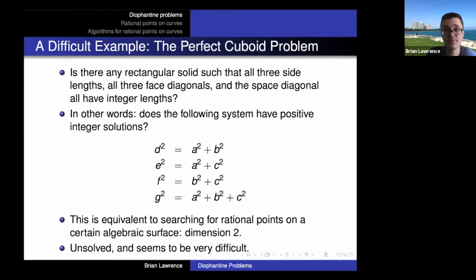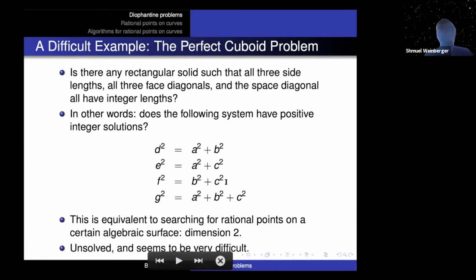So this is maybe a generalization of the Pythagorean triple problem. And it's an unsolved problem. It's maybe conjectured that there aren't any positive integer solutions to the system of equations, but it seems to be very difficult. At the risk of ruffling feathers, my impression is that nobody has any idea how to solve this.